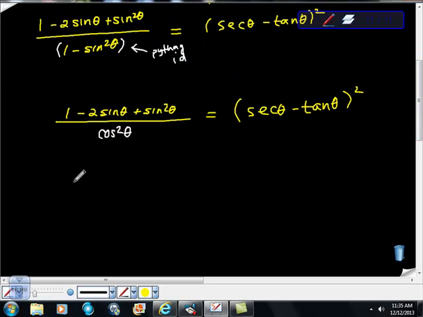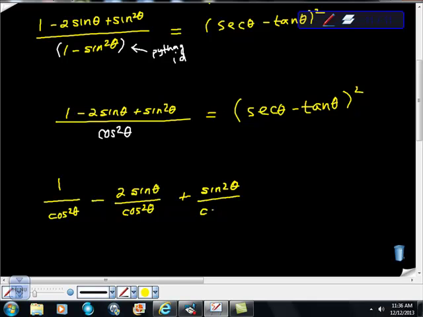So look at this for a second. I have 1 over cosine squared theta, I'm just taking this apart, minus 2 sine theta over cosine squared theta, right? Plus sine squared theta over cosine squared theta.